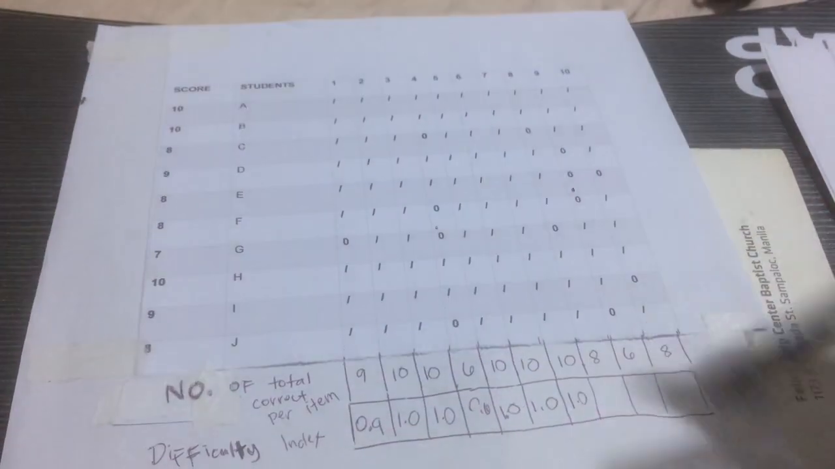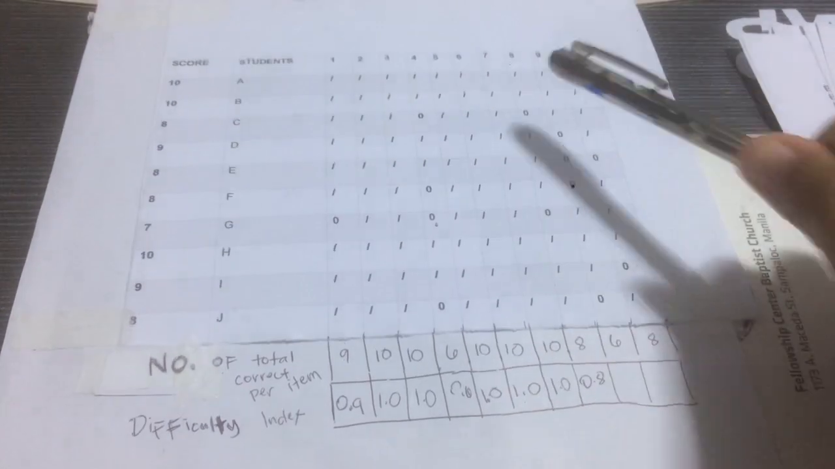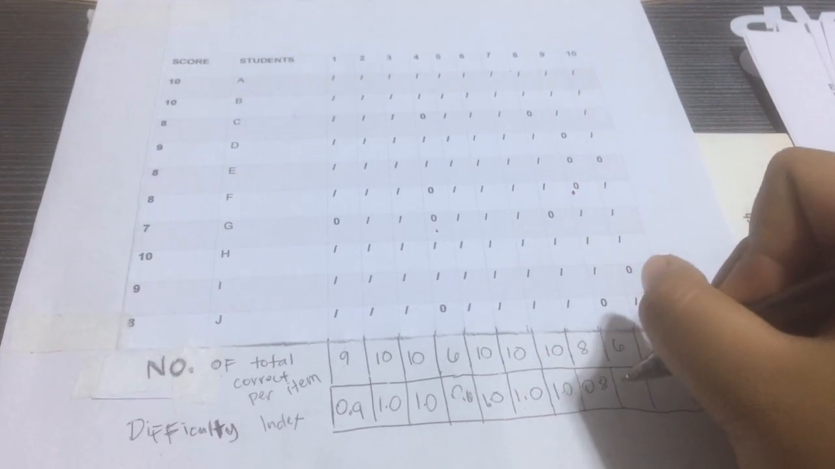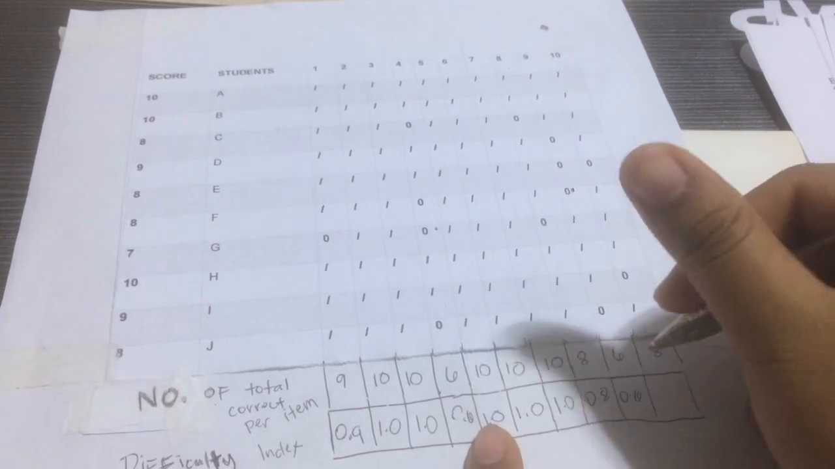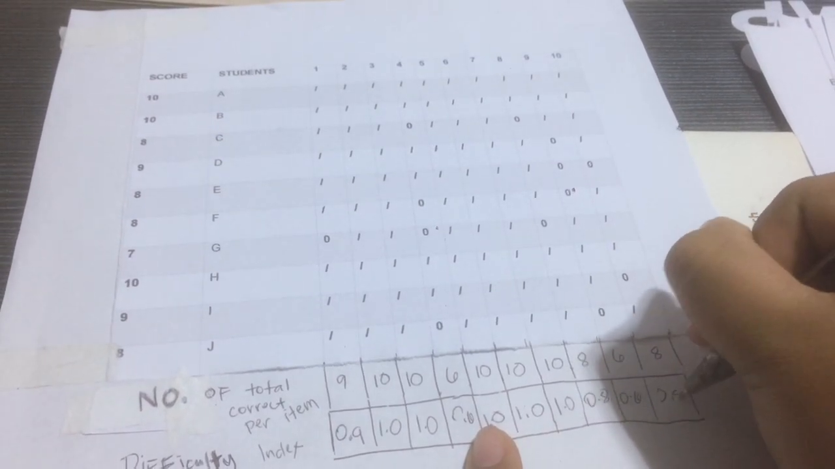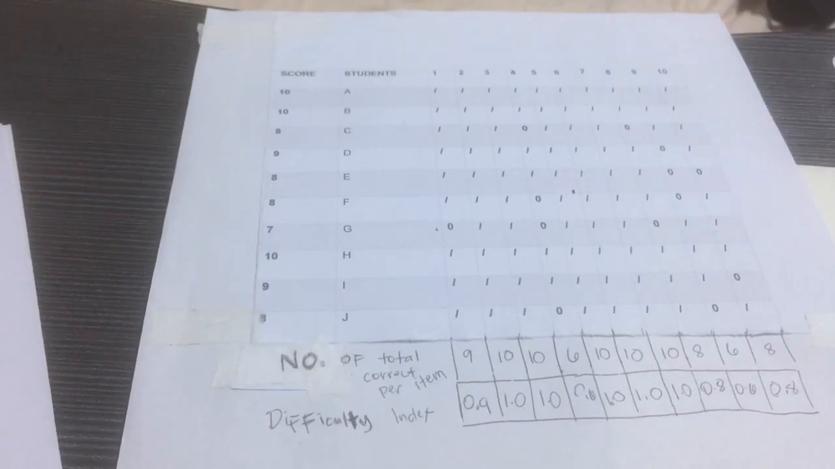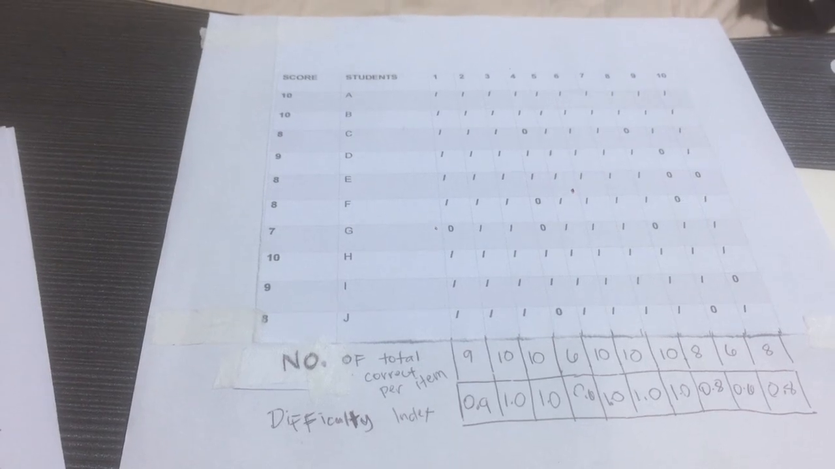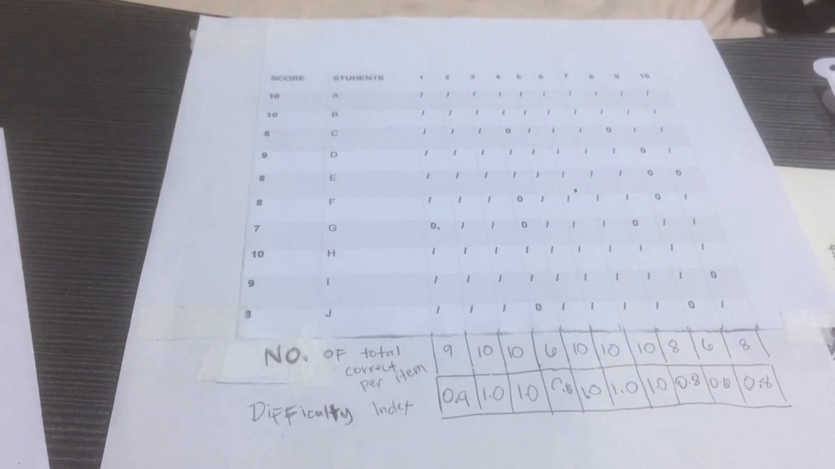So let's compute the next item to understand more. We have 8, because 8 is the total correct for the item. 8 divided by 10 is 0.8. Another one is item number 9. There are 6, so 6 divided by 10 is 0.6. And lastly, 8 divided by 10 is 0.8. So these are our difficulty indexes. We solved the difficulty index of each item and matched it with its description. Good job, we are done with our difficulty index.